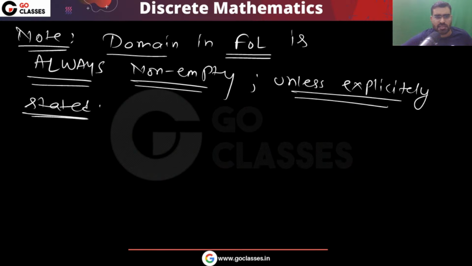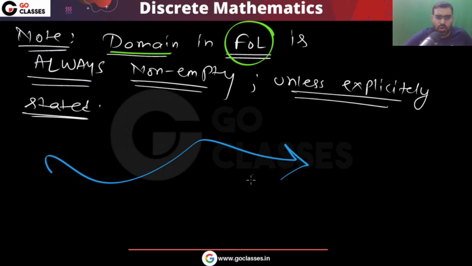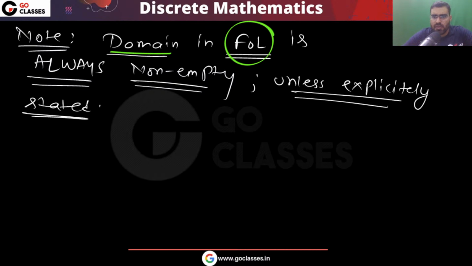Okay, now let's see. I want to tell you two important points about domain that you have to understand. The domain in first order logic is never empty. Domain in first order logic is always non-empty unless I tell you that it is empty. For example, if I give you that the domain is empty, then you have to consider the domain to be empty. But if I don't give you any information about the domain, then remember by default, the domain is always non-empty.